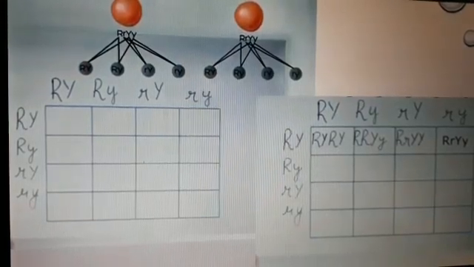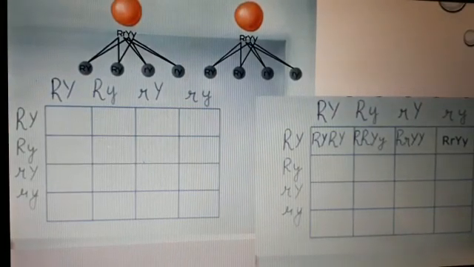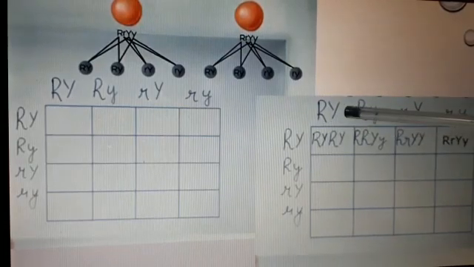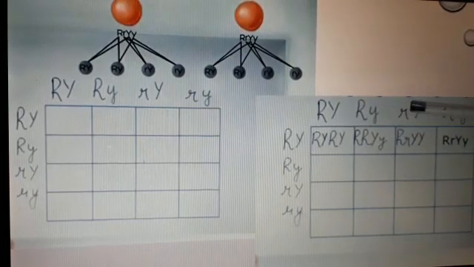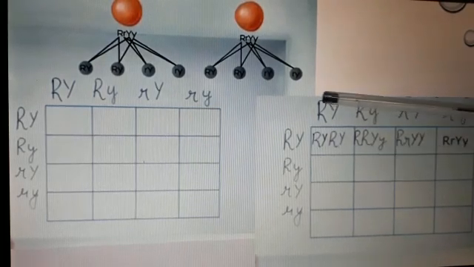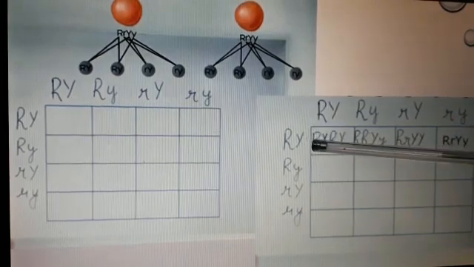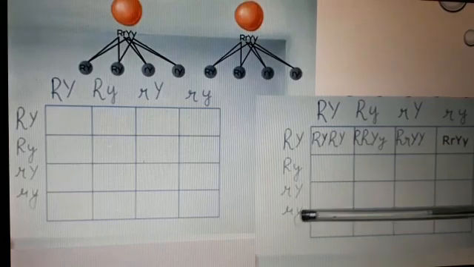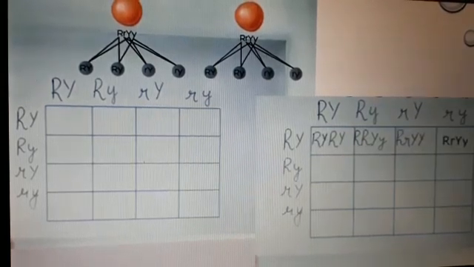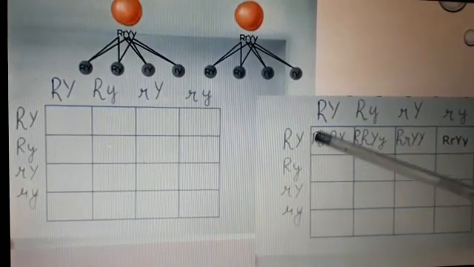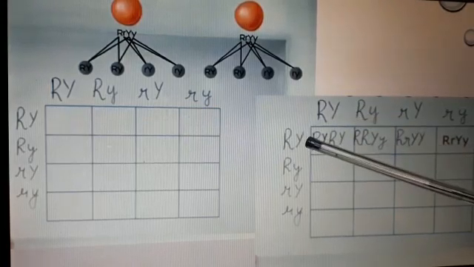Now, if we write these gametes, the square will have four rows and four columns, and we will write the gametes like capital R capital Y, capital R small r, capital Y, small r small y. Similarly, we will write it here also, capital R capital Y, capital R small r, capital Y and small r small y. And when we fuse these two, the combination that we will get will be capital R and capital Y.